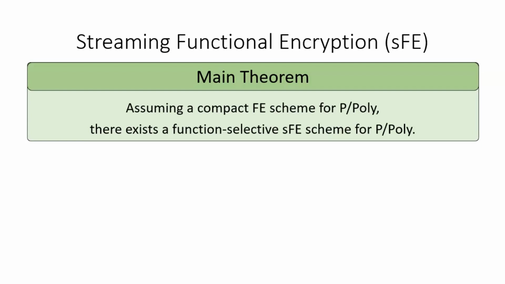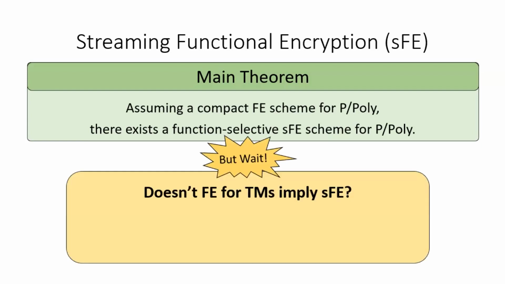Before I define a couple of these terms, some of you might be thinking, okay, wait. Streaming functional encryption is this very iterative process. Well, what else is iterative? Turing machines. Turing machines have this sort of next step function. And in fact, we have functional encryption for Turing machines. So doesn't functional encryption for Turing machines already imply streaming FE? Why do we need this definition? It turns out that while they are similar, they don't necessarily imply each other.